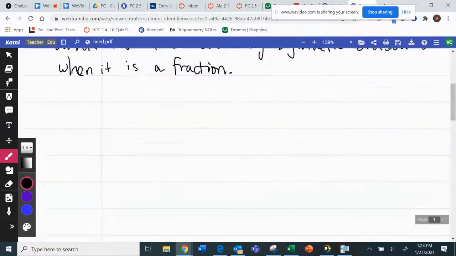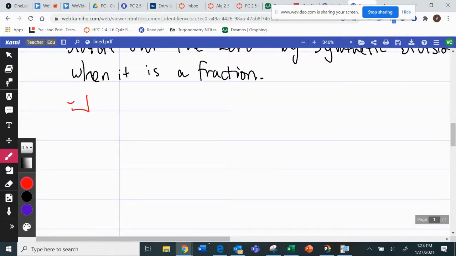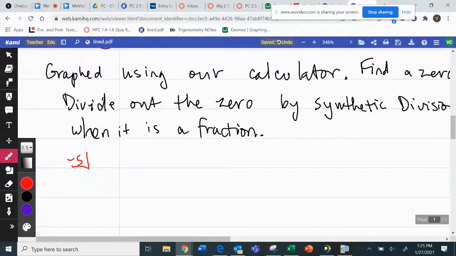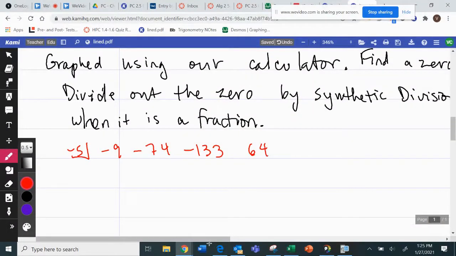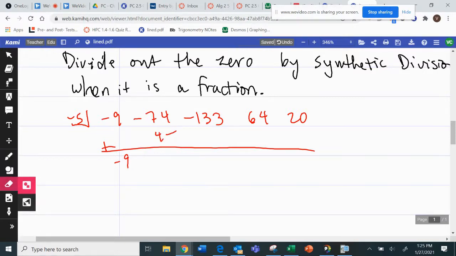Okay? All right. So that's what we just did. And we found, what number did we find? What was it? -5? -5. Okay. So we'll do our synthetic division, -5. And I've got -9, -74, -30, 133, and then 64 and 20. So we do our synthetic division by adding these and then multiplying. And then adding.